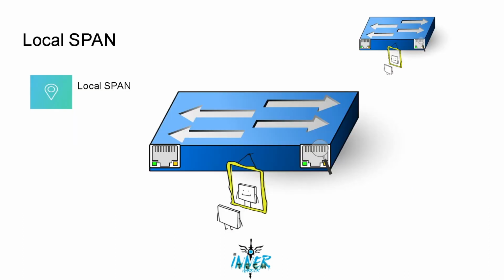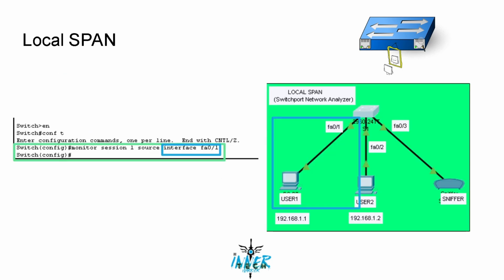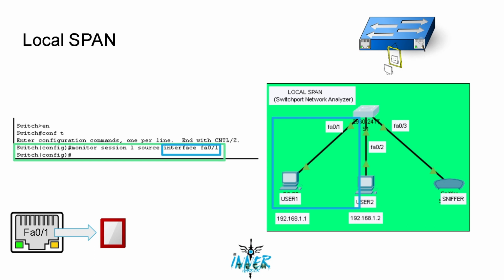In this first task, we're going to focus on local SPAN, which is used to duplicate traffic from one port on a switch to another port on that same switch. To configure local SPAN, we first need to create a SPAN session and define the source port. In this case, we want to investigate the traffic from user 1, and user 1 is connected to FastEthernet 0/1. So, in the switch, we'd use the command monitor session 1 source interface FastEthernet 0/1. This sets FastEthernet 0/1, or Fa0/1, as the mirrored source for session 1.